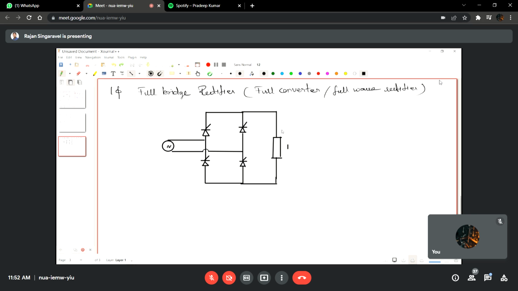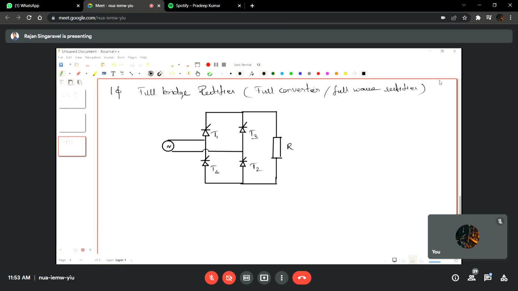The load can be anything. It can be an R load, or it can be an RL load, whatever it may be. So as of now, I'm considering it as R load, and let us derive the equations. This is an ideal case, right? This is an ideal case, and nothing is inductive. Everything is resistive, and there is no source inductance or load inductance, nothing. So this is the case that we are considering here.